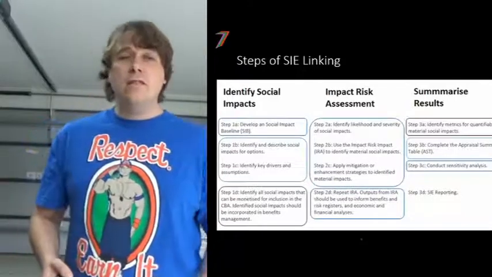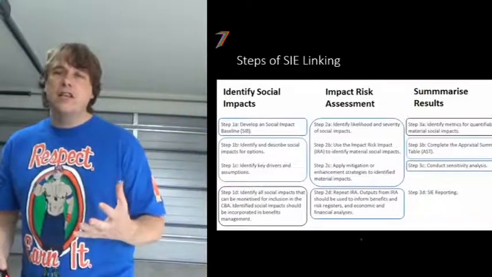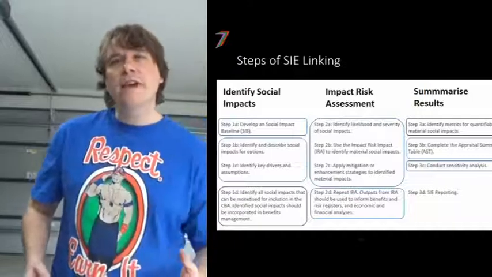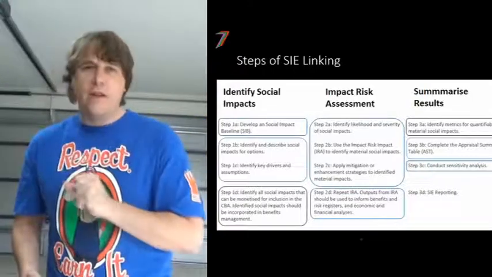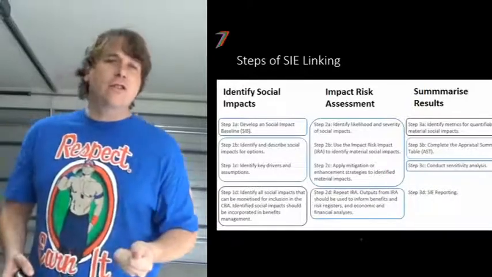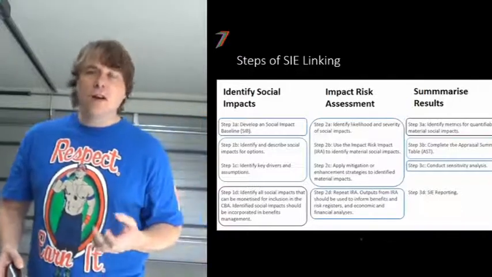And around the black circles, I think I've got 2 of those. In terms of identifying impacts for monetization, that comes under social impact evaluation. You identify those and then they go into the cost-benefit analysis. So that's where it feeds in. And I've got another black circle there in regards to results, which is identifying metrics for quantifying social impacts.